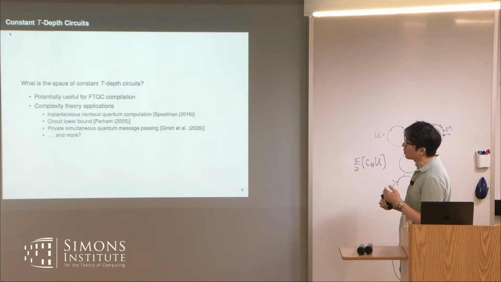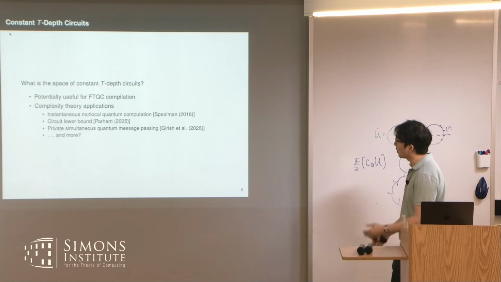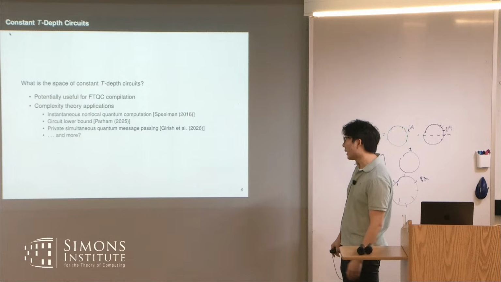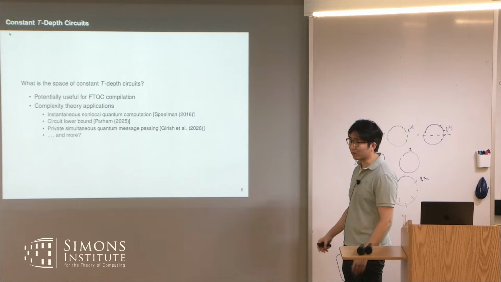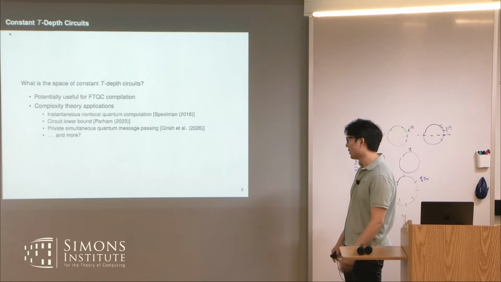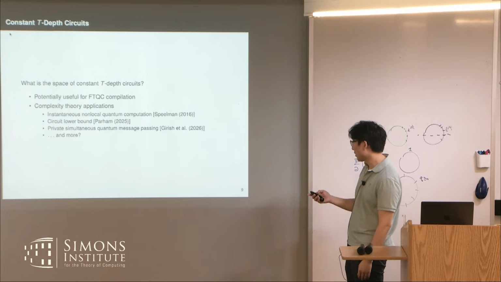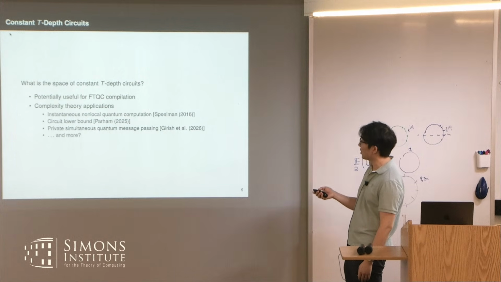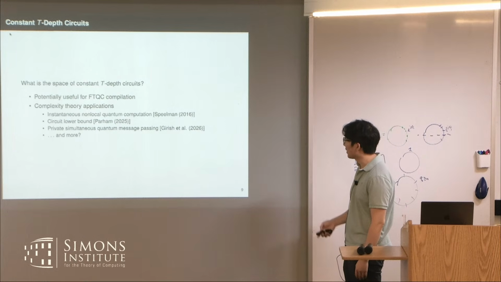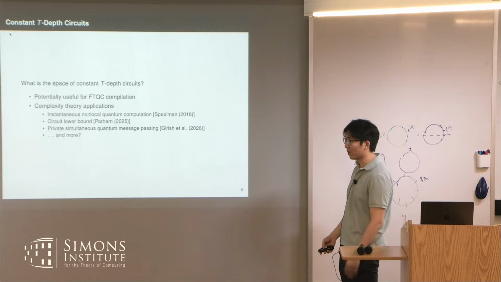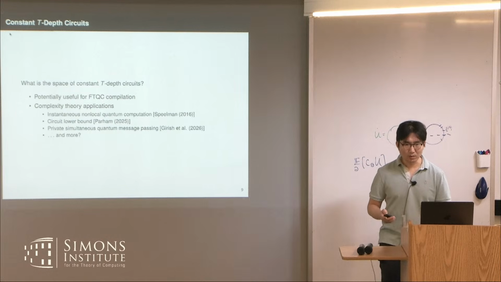So suppose we want to really optimize for T depth, what can we really do? This has some very obvious implications for fault-tolerant quantum computation compilation, but there have also been some interesting observations that somehow they come up very naturally in various complexity theory setups. I will not discuss that in today's talk.